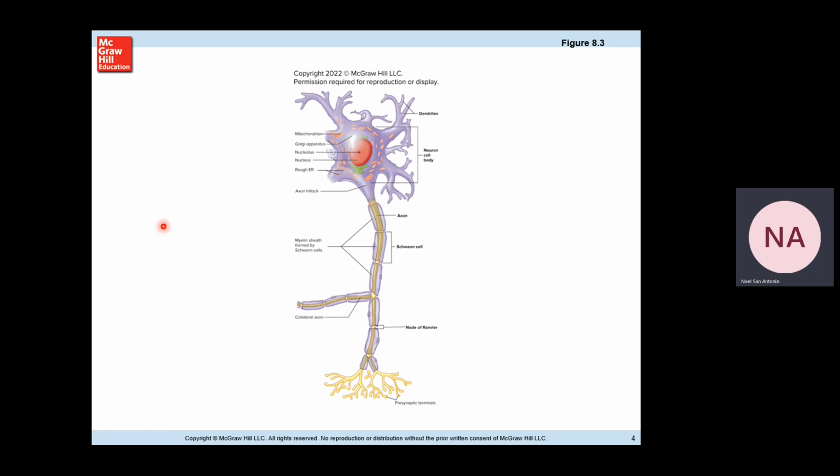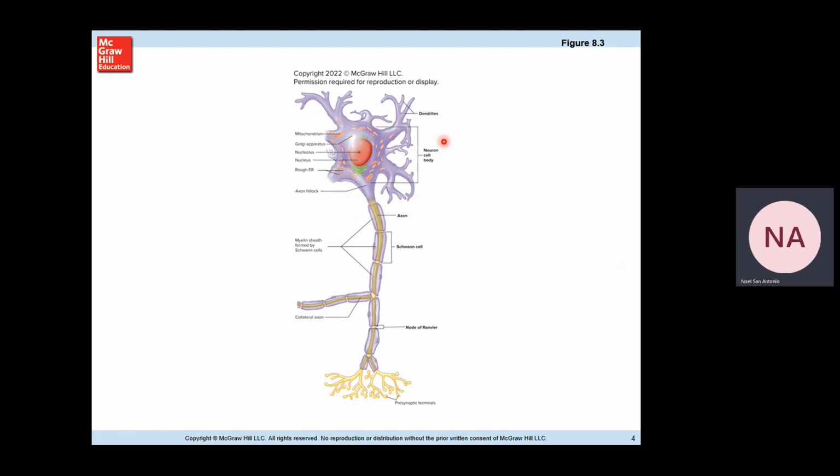So what you're seeing here in figure 8.3 is the basic structure of a neuron or a nerve cell in our nervous system. What is the main function of a nerve cell or a neuron in the nervous system? They are the conducting cells. They conduct impulses in our nervous system. And a neuron has two basic parts. What are the two basic parts of the neuron?